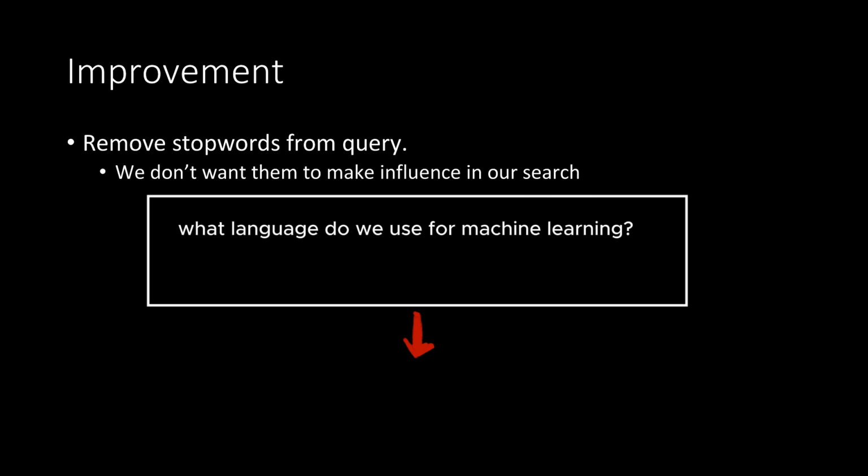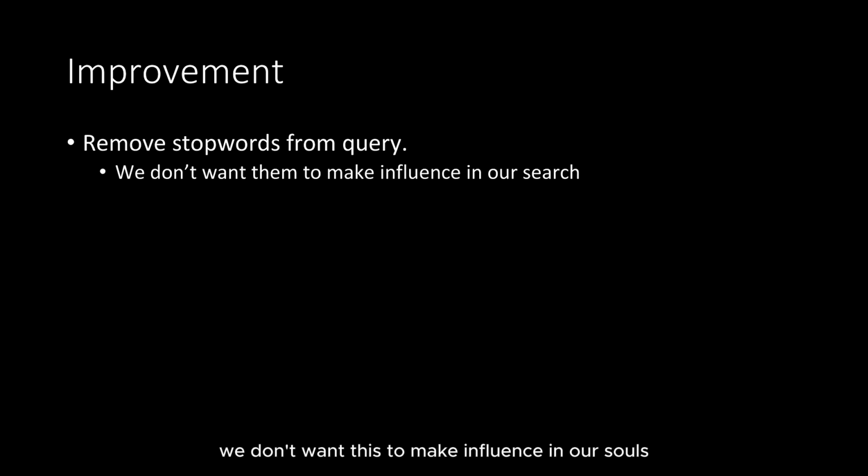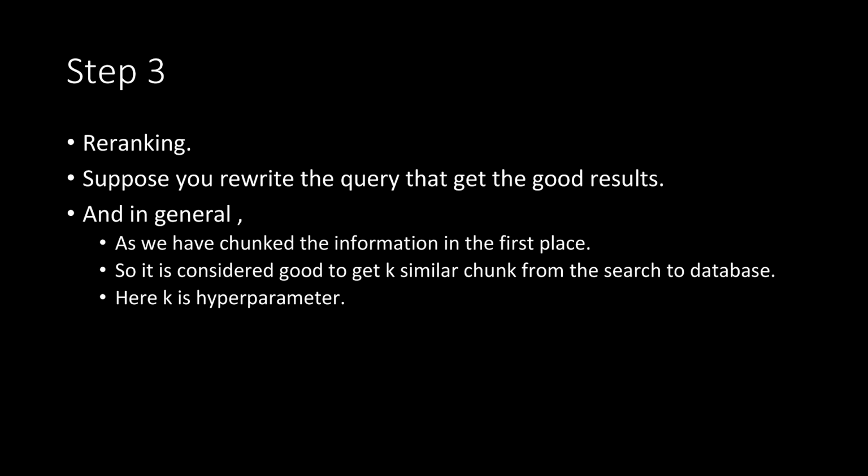First, we can remove each stop word from the query. We don't want these to influence our search while doing semantic search. So the third step of the topic is re-ranking. Till now, we have seen how to store the information in our vector database and how to get the information from our database. After that is re-ranking.